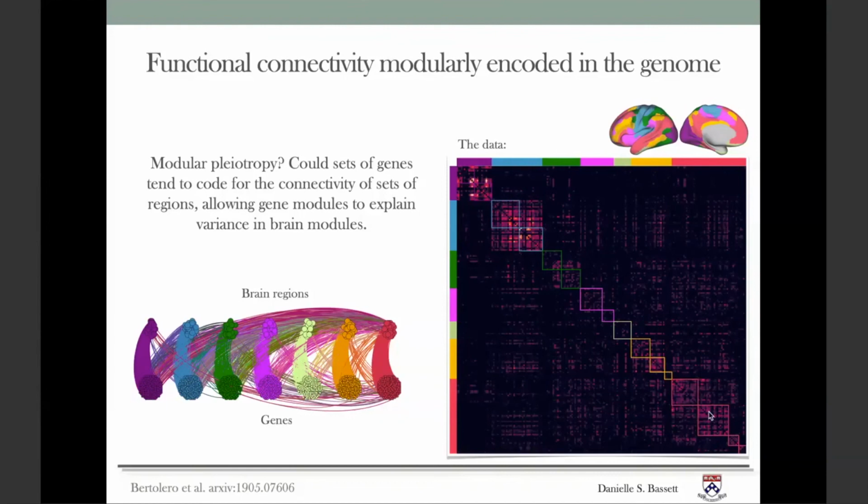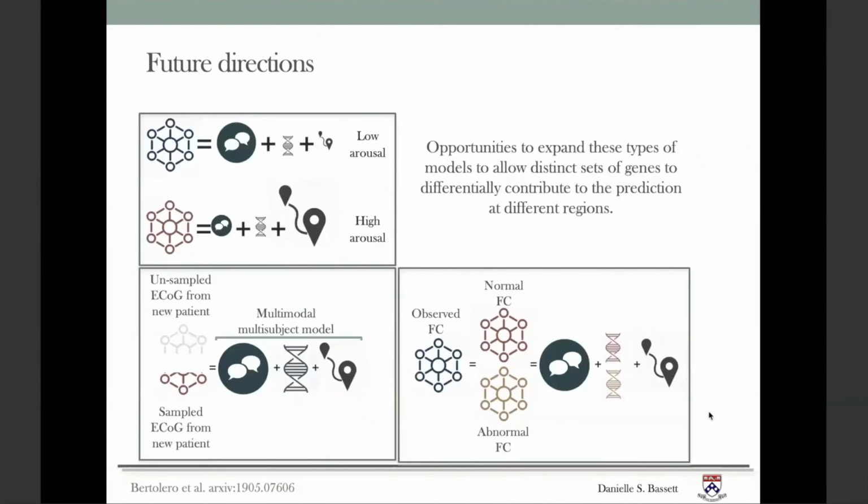And I think that's suggesting that the functional connectivity that we are observing is modularly encoded in the genome, and it's not the case that the same set of genes is relevant for every region in the brain or every module. And so I think with that knowledge in mind, it's useful to go back to these suggestions for future work that I just described to you and say, is it possible that when we build these models, we should be allowing for distinct sets of genes to differentially contribute to the prediction at different brain regions? And I think that that would probably allow us to do a better job in prediction, but also be more true to the underlying biology.